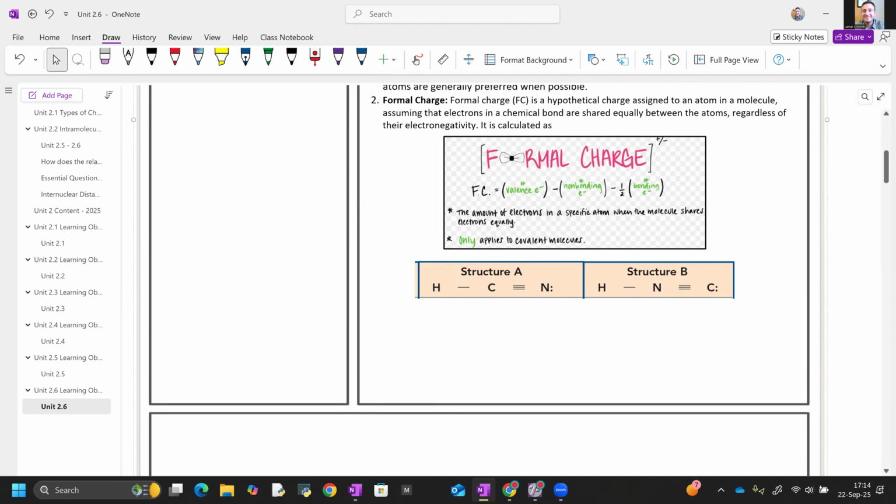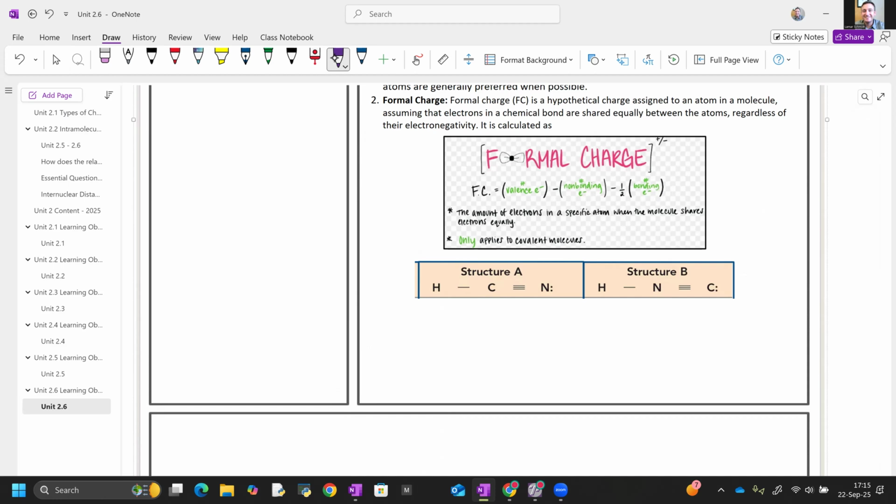I have a picture here that shows the formula for formal charge, and it's telling us formal charge is equal to the number of valence electrons minus the number of non-bonding electrons minus 1/2 the number of bonding electrons. Here I have two structures, structure A and structure B, and we're going to calculate the formal charge of each atom in those structures. And then we're going to apply some rules to determine if structure A or structure B is the preferred structure. And I think this will make things very clear for you.